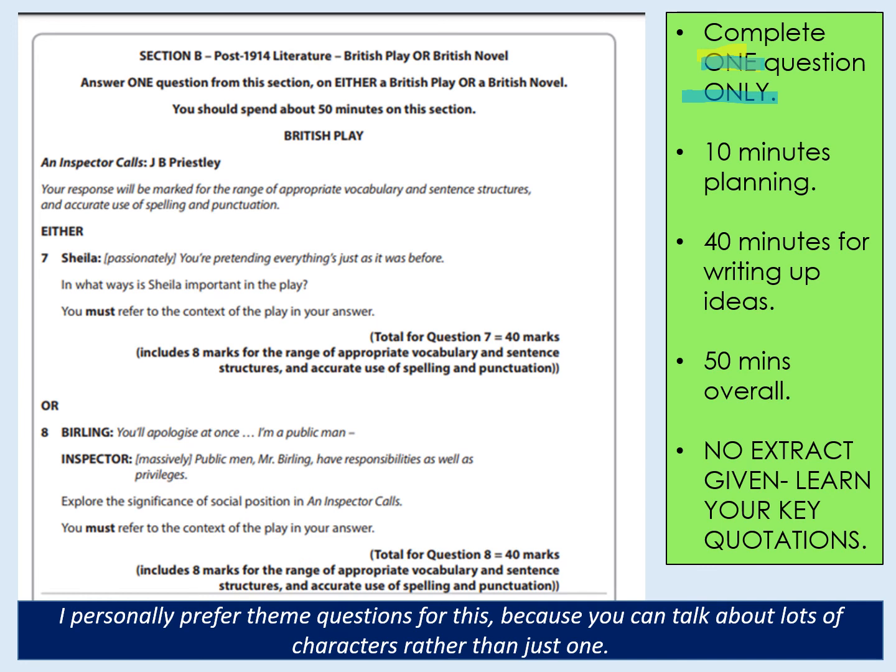Now, for the question, you either have to answer a question on a character. For example, this question here, question 7, is asking you how Sheila is important in the play, or a question on theme. So you actually get a choice between a character or a theme. Some of you will prefer to write a detailed analysis and discussion of the character. Some of you will prefer to write about a theme. I personally would recommend always doing a theme, because the theme allows you to discuss a range of characters rather than focusing on just one. Again, it allows you to display your knowledge more widely, quite easily.